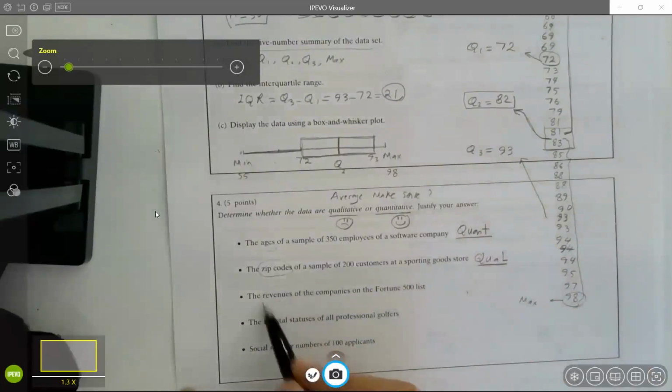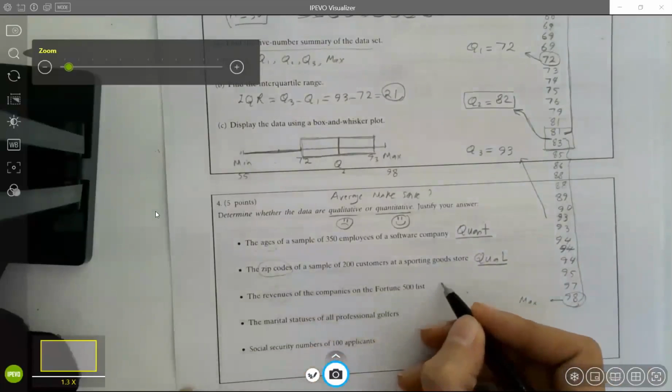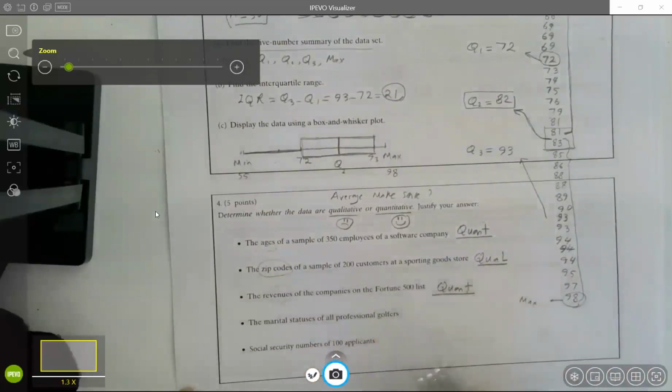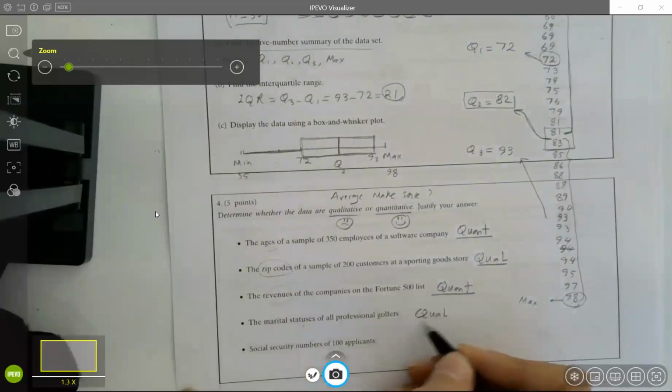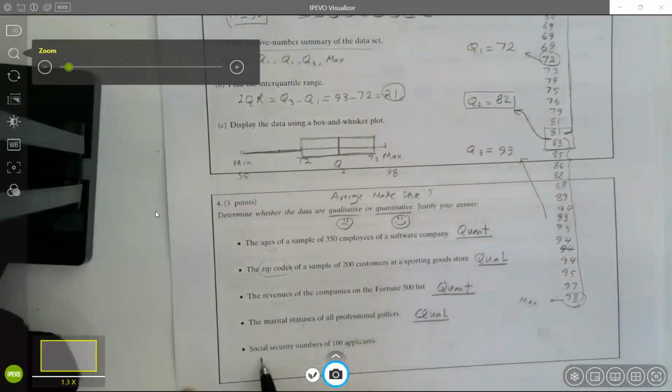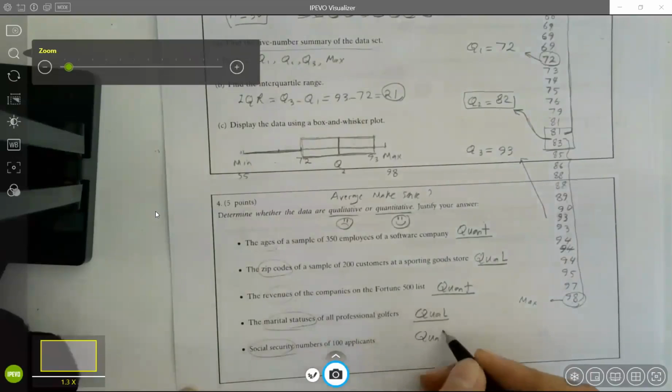The revenue, we can find the average revenue. Of course, it is quantitative. And the marital status, being single, being married, is complicated. It doesn't make sense to find the average. So we're going to say it is qualitative. Then social security numbers. Can you do algebra? No, you have to convert all of these into dummy variables, then you can do some calculation on them. So this is another example of qualitative.